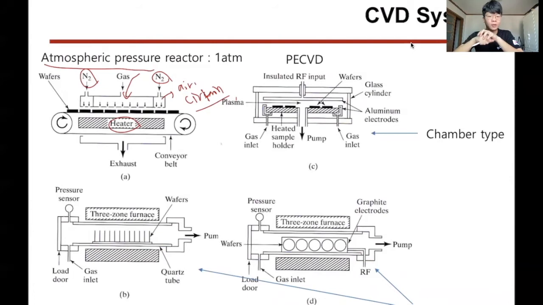The yield is not great, but it can produce as many wafers as possible.